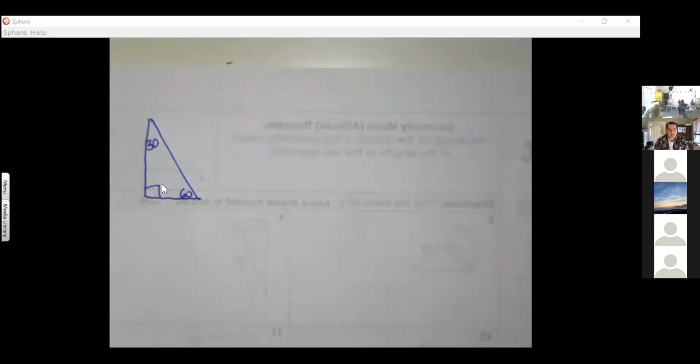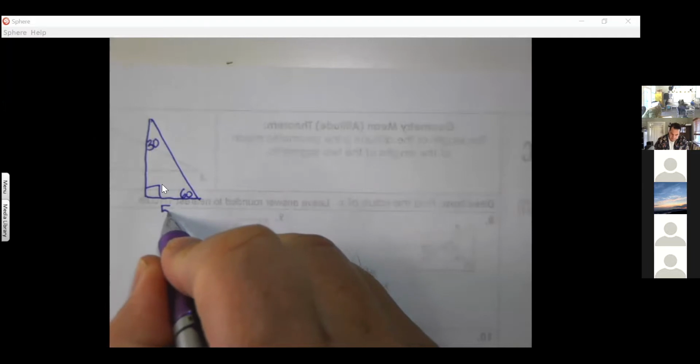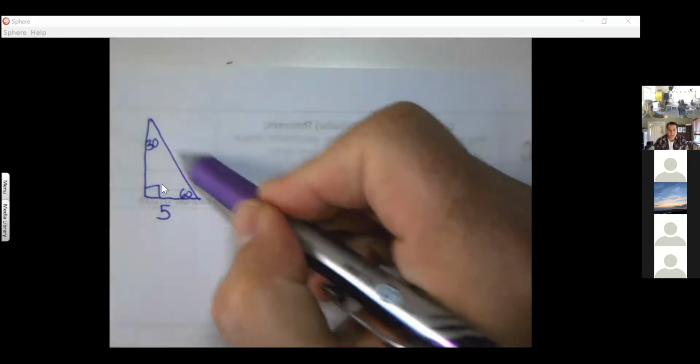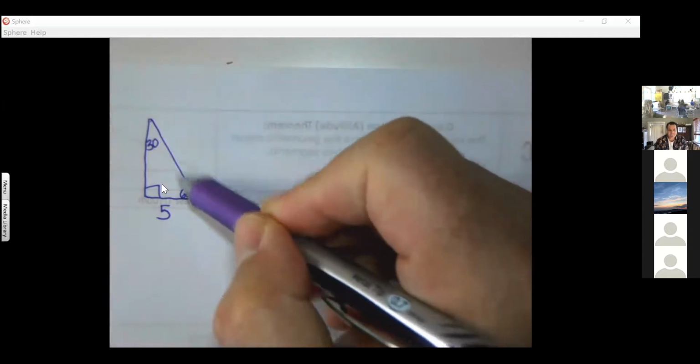And if I tell you that I've got a 30-60-90 triangle here, and I tell you that, for example, this side is 5, how long is the hypotenuse? Ten. 10.